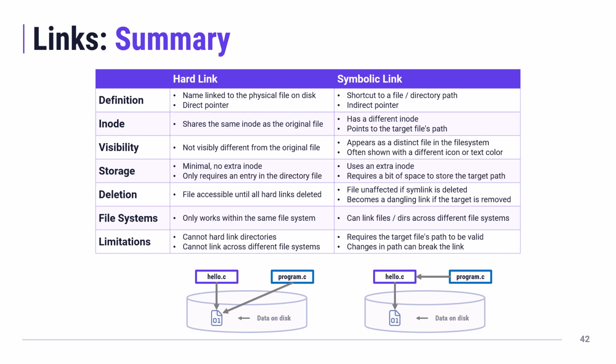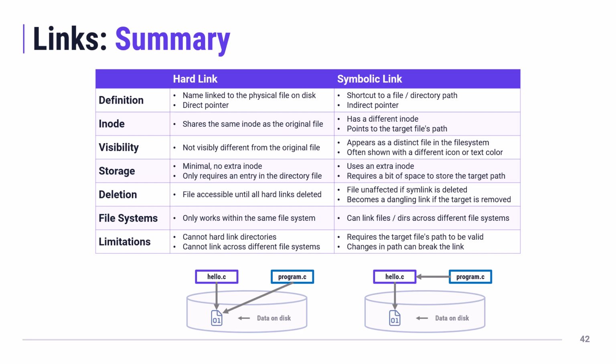In terms of storage, it's minimal, but hard links use a little bit less storage because you don't have to have that extra inode. We have two names pointing at the same inode, whereas a symbolic link requires that extra inode. When we delete a hard link, the file remains accessible until we've deleted all of the hard links. With symbolic links, if we delete the symlink, that original file is unaffected, but if we delete the original file, then the symlink becomes a dangling link.